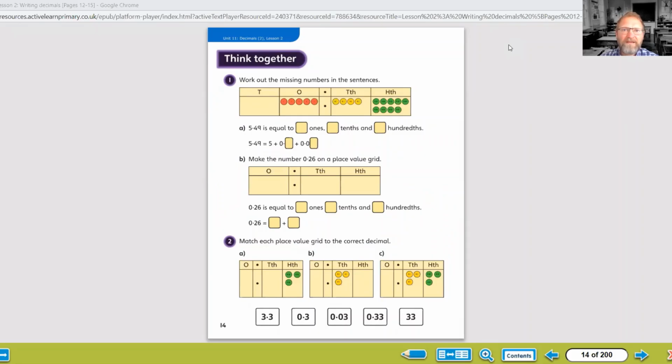Think together. So question 1 is work out the missing numbers in the sentences. So question A, fill in all those missing numbers. Look at the place value grid above to help. And question B, can you put 0.26 on a place value grid and then fill in the missing numbers below? And question 2, match each place value grid to the correct decimal.